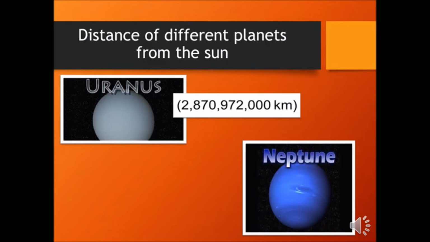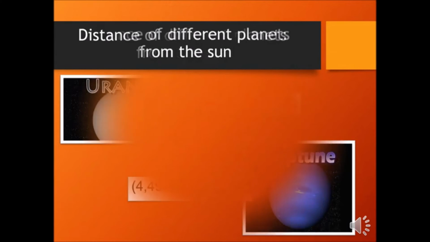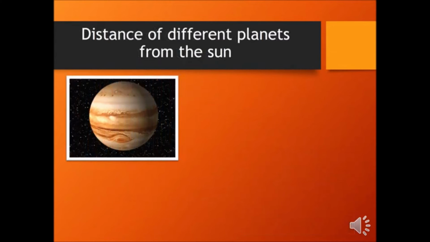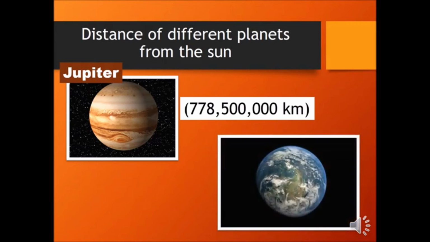How about Neptune? Neptune is 4,497,000,000 kilometers. What about the planet Jupiter? I want you to read it. Yes, that is 778,500,000 kilometers.